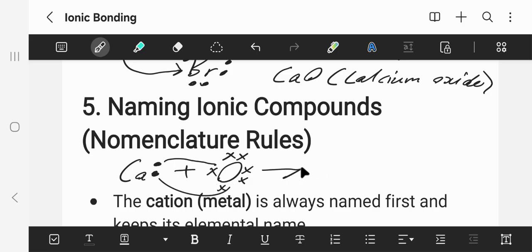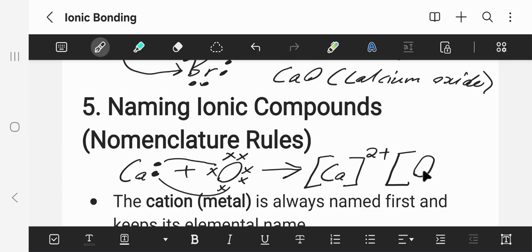And our product now will be what? When we show the Lewis diagram, we show Ca inside a square bracket without the electrons, and at the top we show how many electrons were lost. It was 2 plus electrons. And how many oxygens gained the electrons? It was only 1 oxygen that gained the electrons. So inside the square bracket, we will show the oxygen with the electrons that it has now gained.